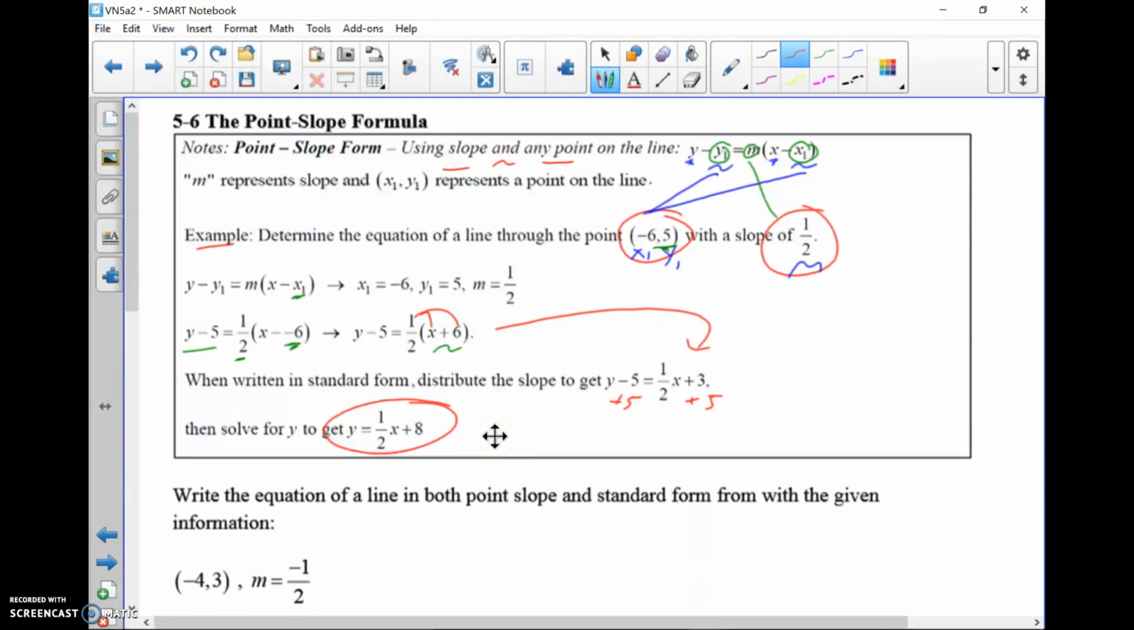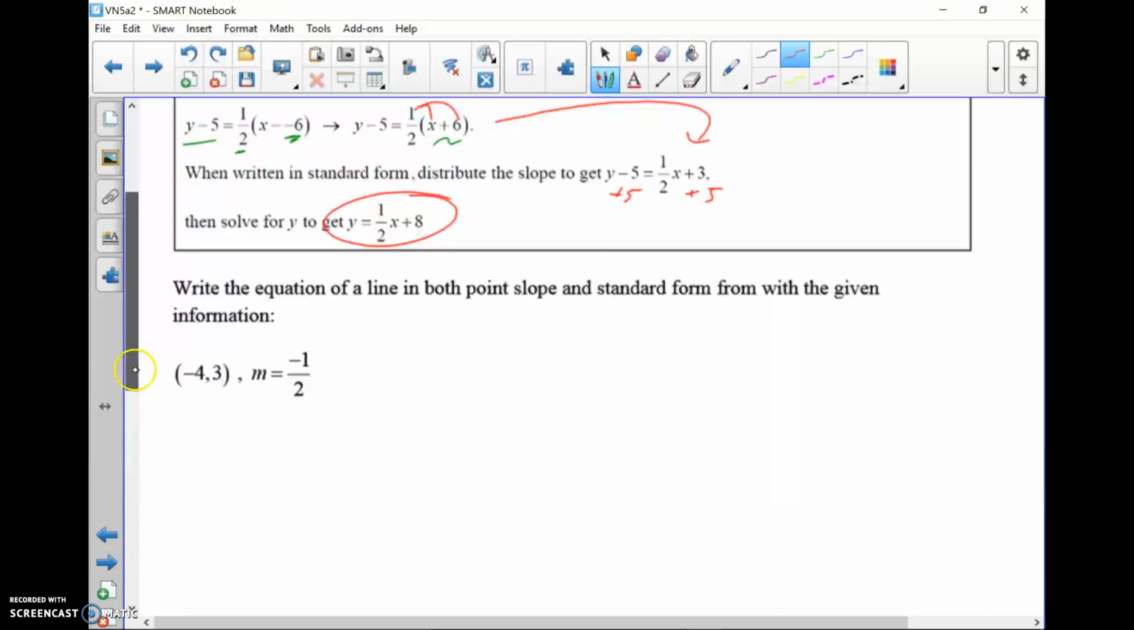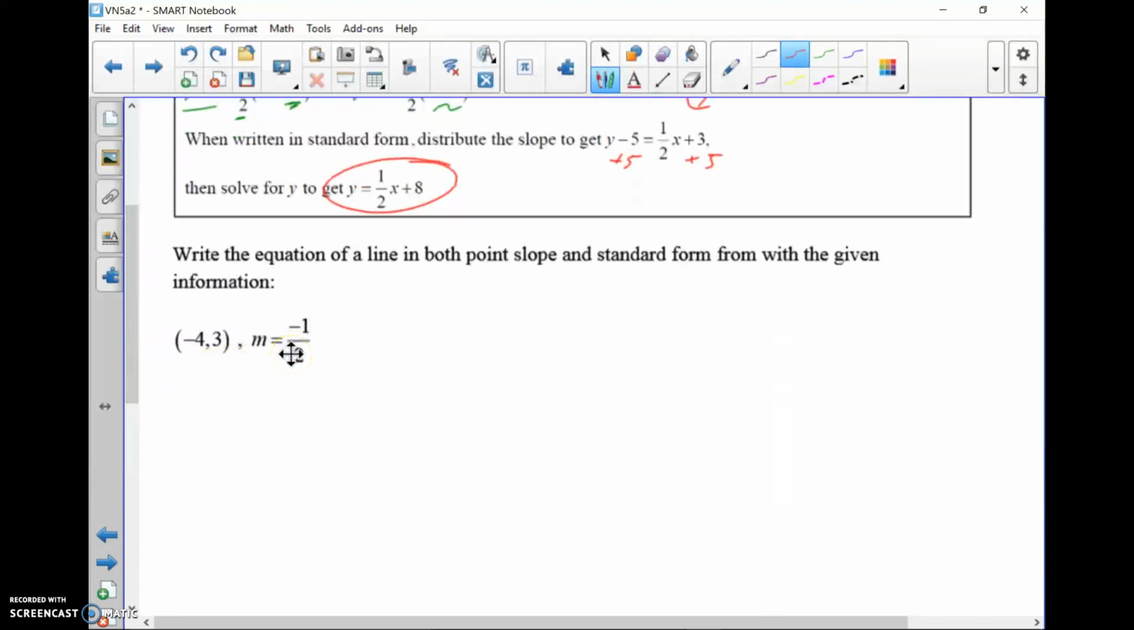So we could get the equation of a line from any point and its slope using this point-slope form. All right, let's look at some examples here. So here we're given a point and a slope, and we want to find the equation in both point-slope form and standard form. So the point-slope formula, y minus y1 equals m parentheses x minus x1.